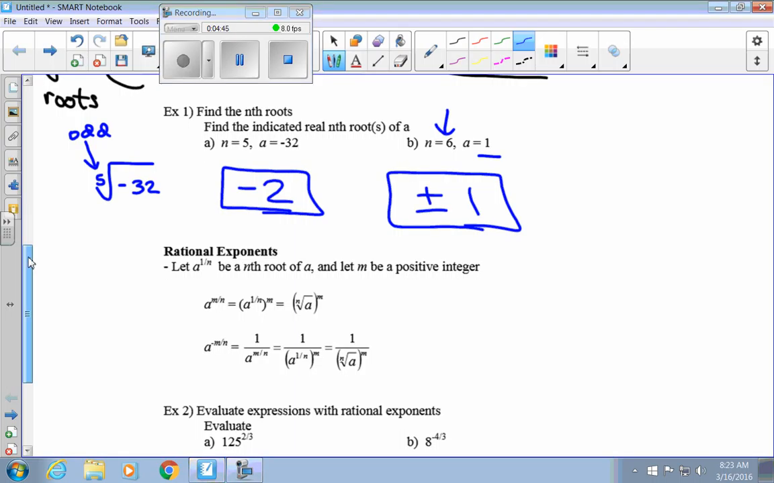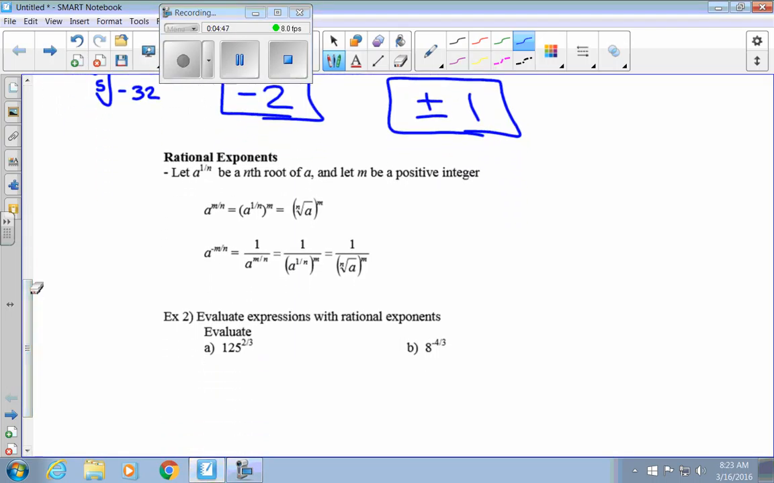So jumping down now to the rational exponents, this is just going to be a different way to write these. Now, sometimes using radicals is going to work much better. Sometimes using rational exponents is going to work better. But here's how we transform them from one to another.